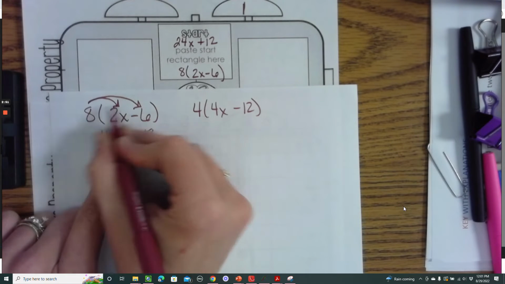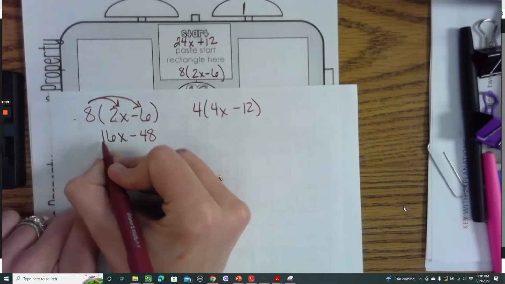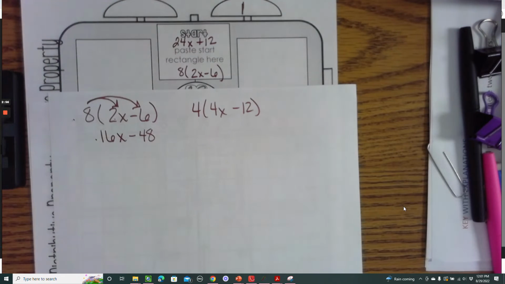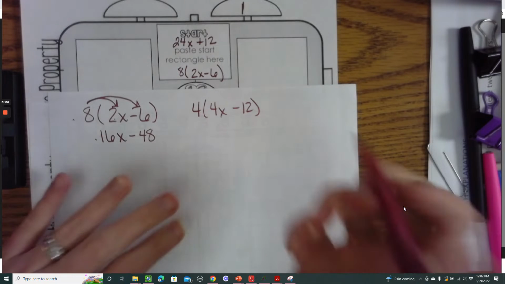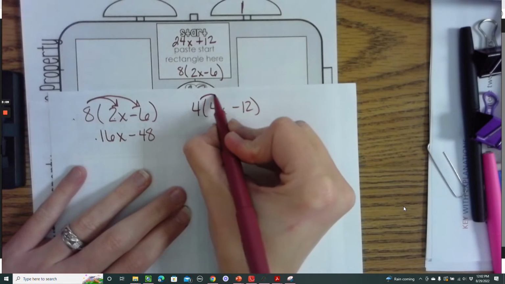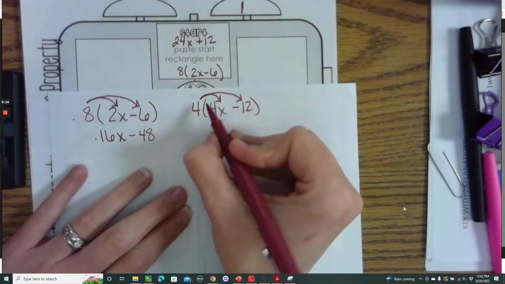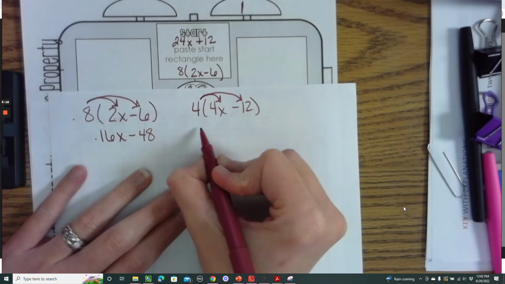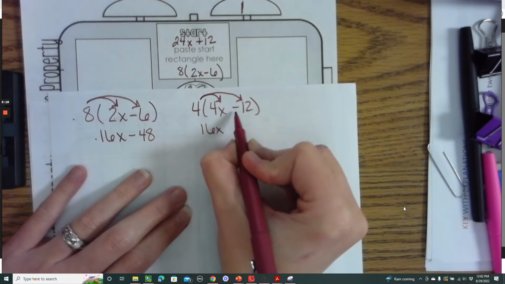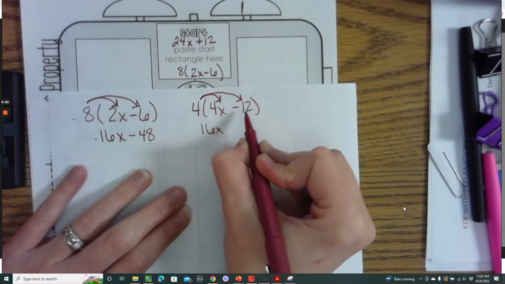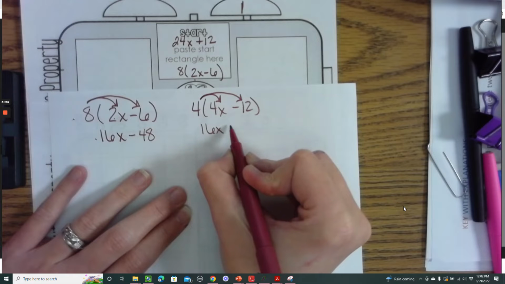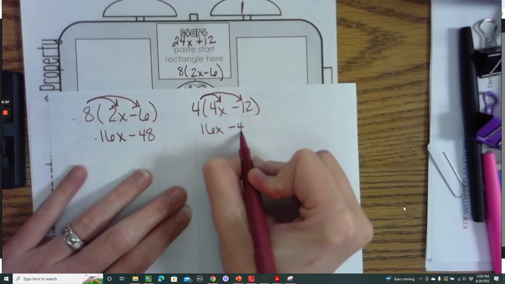So, this expression right here is the same as this expression here. Same thing when we were combining like terms. The question and then the answer that we wrote, they represented the same expression. They were just written in different forms, in a simpler form. So same thing with this one. I'm going to multiply the 4 times everything inside the parentheses. So 4 times 4x, 16x. 4 times negative 12. Negative 48. Watch those signs.